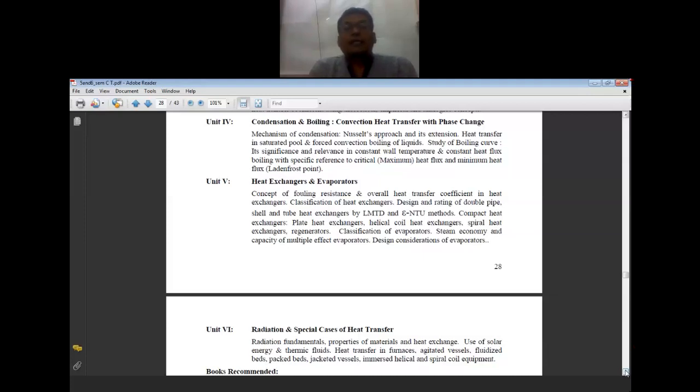So for the mechanism of condensation, there we are going to understand the Nusselt approach, and that will be applied for the heat transfer in saturated pool and forced convection boiling of the liquids. Generally, you must have seen the water which is boiling in a transparent beaker or also in a pot in your house. That phenomenon one has to understand.